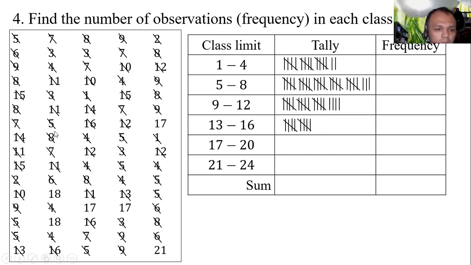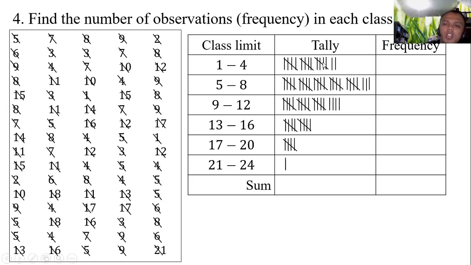17 to 20, meron pa ba? 17 isa. 18, pwede. 17, pwede rin. 17, pwede rin. 18, okay, hanggang doon na lang. Walang 20. Next, 21 to 24. 21 lang. Isa lang.